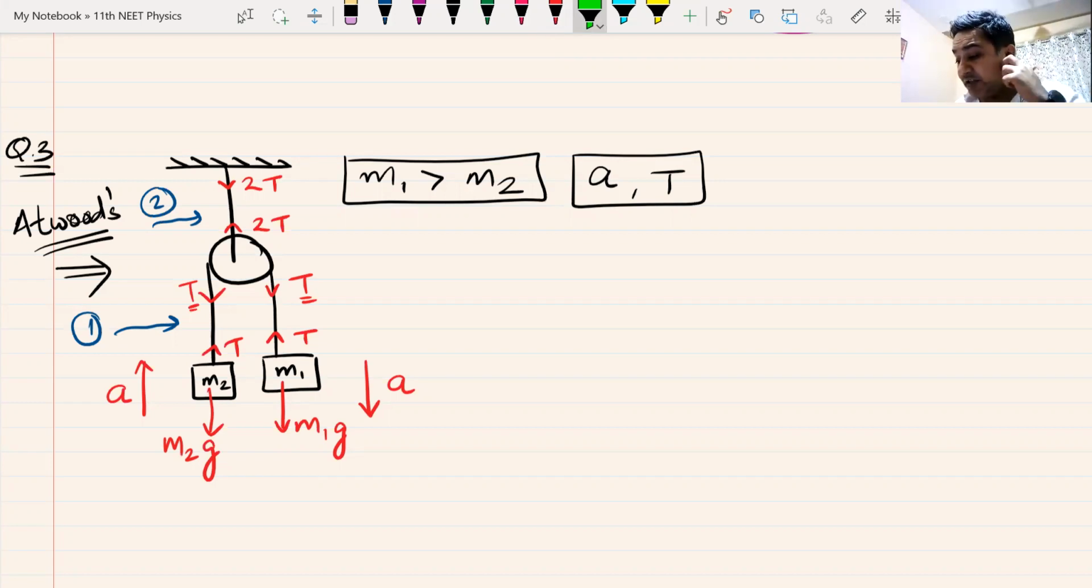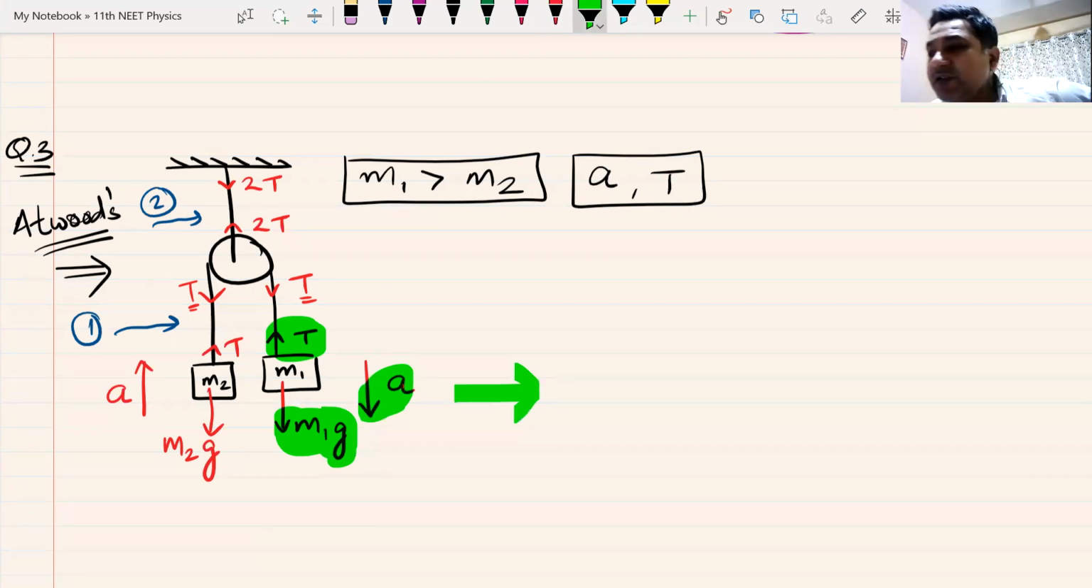Skip that step. Now see, this block is moving downwards. M1G is downwards, T is upwards. Who will tell me the equation for this block? M1G is downwards, T is upwards, and acceleration is downwards. What is the equation for this block? Anyone? Akshara, Niharika, Abhiram, Vasant, Tarun, Manasa, Tanu. What is the equation for this block?